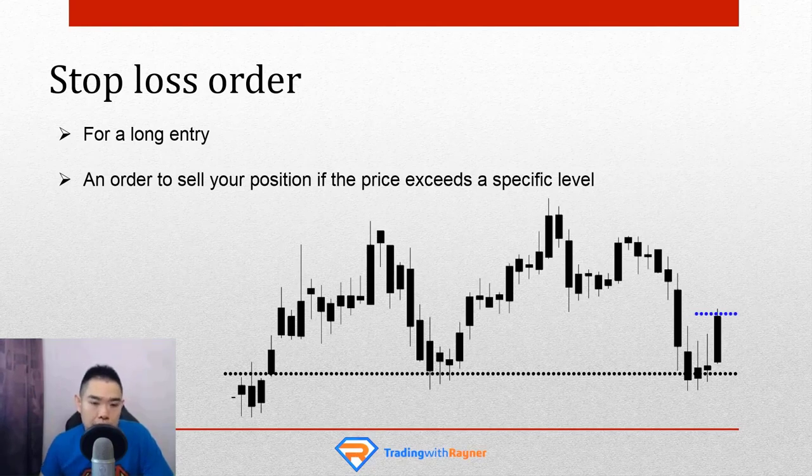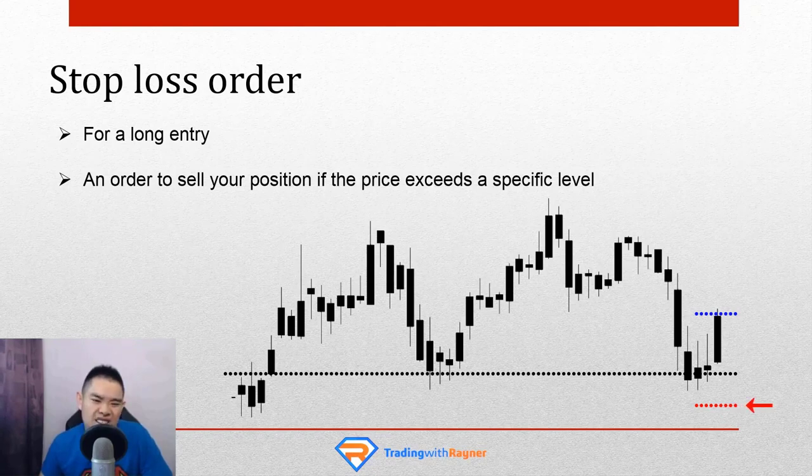There's a possibility that this market could continue to reverse down lower and lower. And if you don't bail out of your trade in time, you could lose a lot of money. So this is where you can use a stop loss order and tell your broker, if the market breaks below this level in red, I want to get out of that trade. So you will tell your broker to set a stop loss order at this particular price.